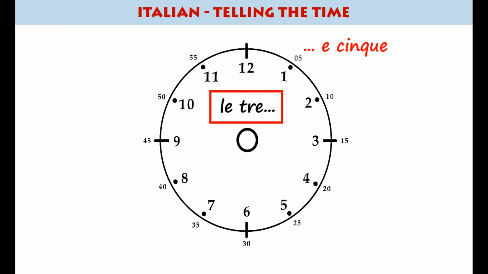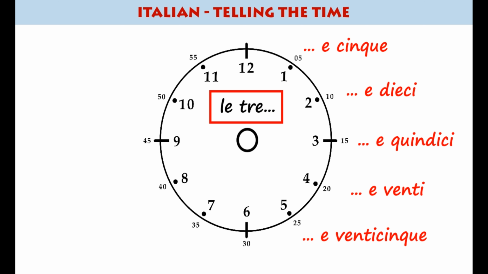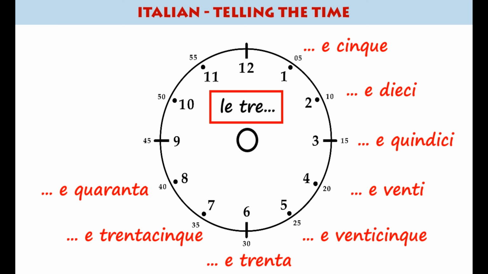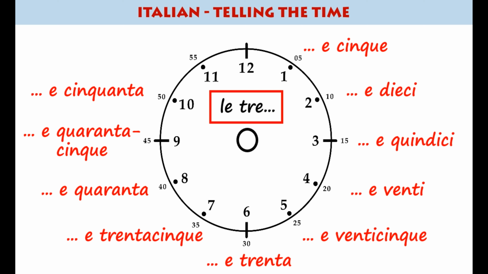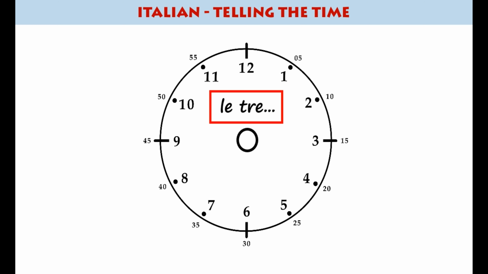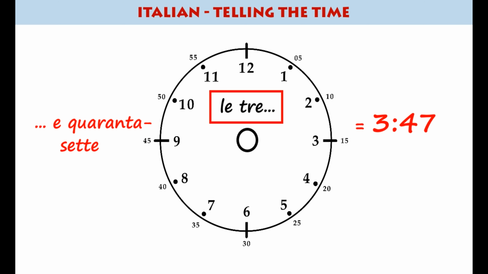Le 3:05, le 3:10, le 3:15. You do hear sometimes, but much more commonly just le 3:15, le 3:20, le 3:25. And here, instead of saying a half past, you can say le 3:30, le 3:35. So we're just carrying on counting around now. 3:40 will be le 3:40, le 3:45. There's your quarter to, much more common very often to hear them say le 3:45. 3:50, le 3:50, and finally le 3:55. So again, allowing you to be much more precise, 3:47 in Italian will be le 3:47.